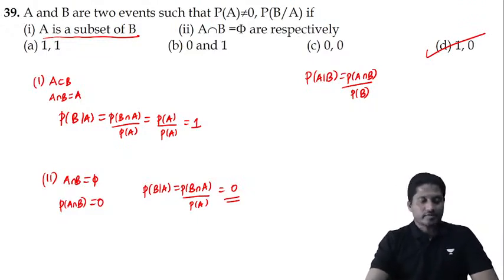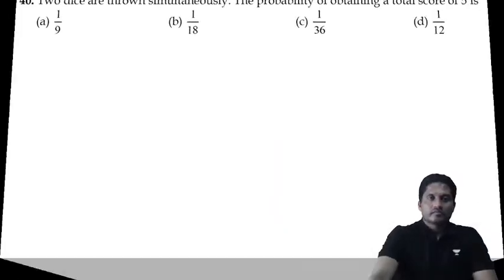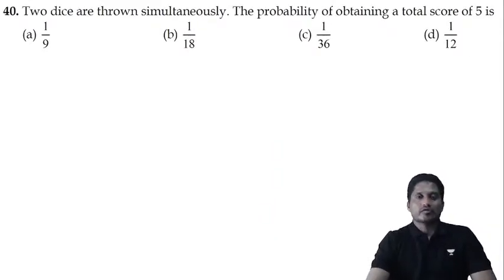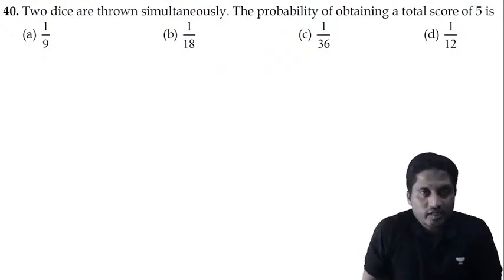Alright, let's move to the next question. Two dice are thrown simultaneously. The probability of obtaining a total score of 5. I'll teach you the shortcut for this. Very useful shortcut, so follow carefully. First, I'll do the normal method.